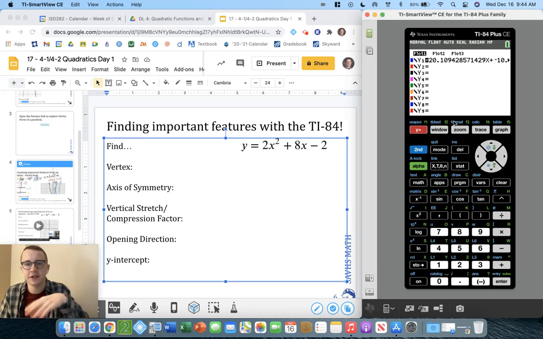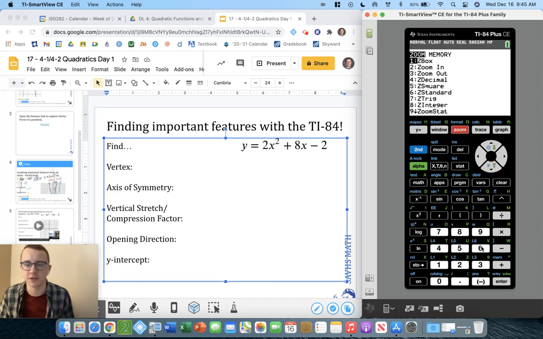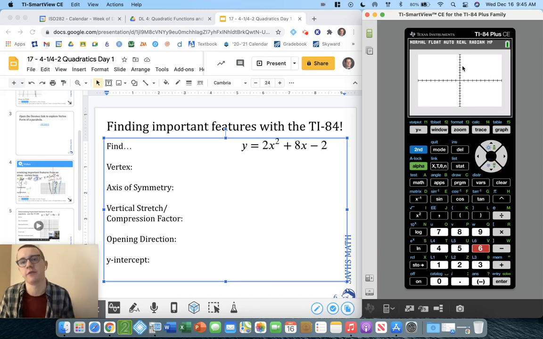I have a bunch of stuff in here, and I don't want all of that stuff. So I'm just going to click clear to get rid of it. I also notice that my plots are on, which means that there's going to be data that shows up. So I'm going to go up and then hit enter to turn the plots off. I'm also going to do zoom 6, which is just going to give me the standard viewing window, which means that this is -10, this is 10, this is 10, this is -10.